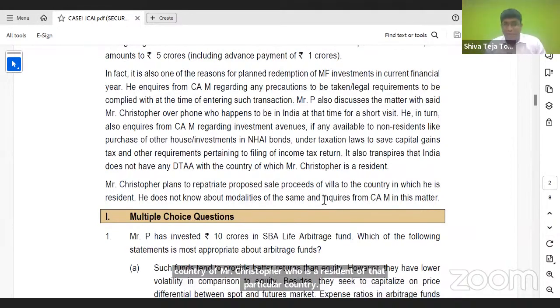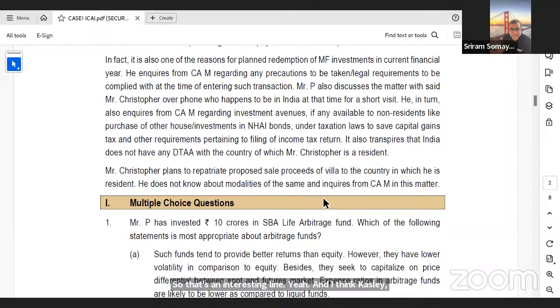Yeah. And I think, Ashleisha ma'am, you can talk about the last paragraph. No, I think last couple of lines. Mr. Christopher plans to repatriate the proceeds of the villa to his country in which he is a resident. He does not know the modalities of the same and inquires from CAM in this matter. So CAM has now got a bumper offer. One client, Mr.